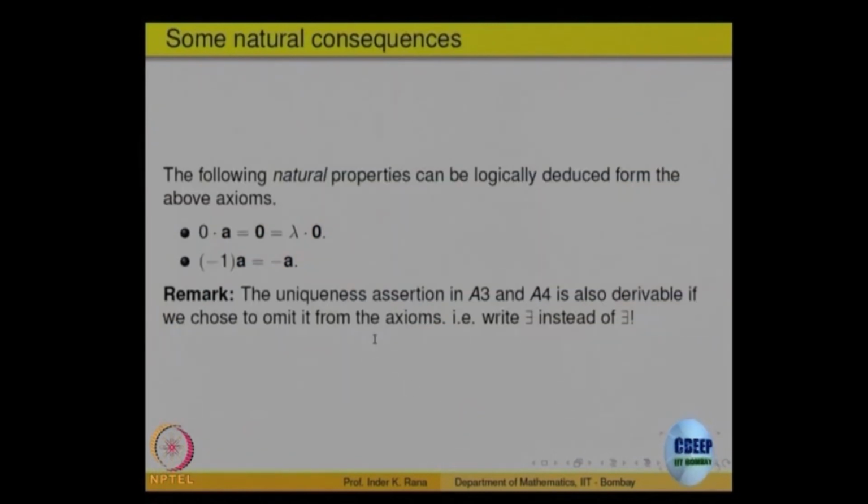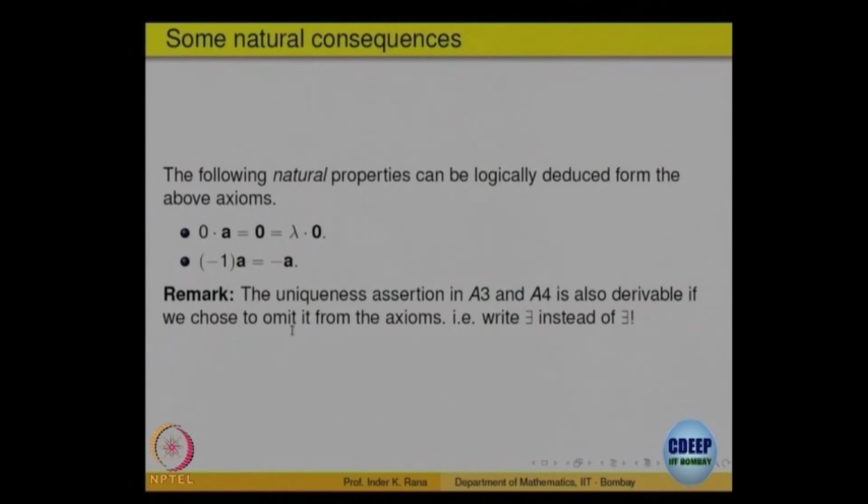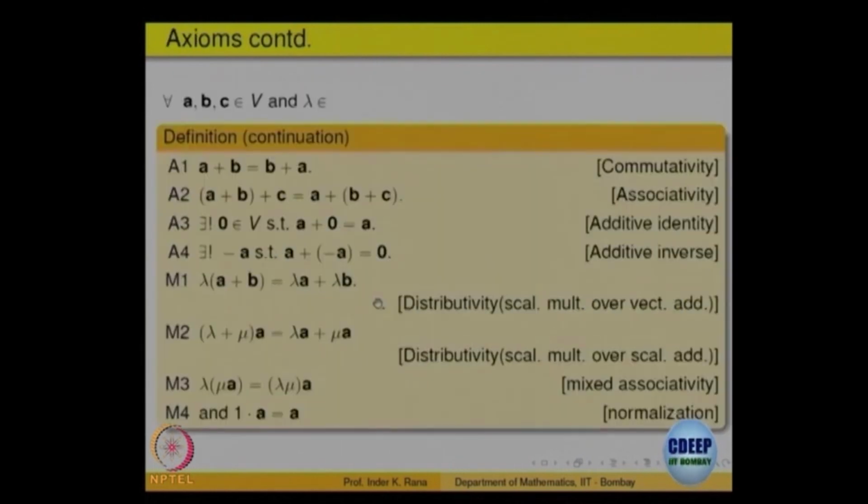We have said here that these are the unique 0 and minus A, but those can be proved using the properties. One can also prove obvious facts that 0 times A is 0, and lambda times 0 is 0, and minus 1 multiplied by A, which is the additive inverse in the field, is the same as minus A. These are some obvious properties that one can prove using those axioms itself. We will not prove that, we will just assume because we do not have that much time, but it is a nice thing to deduce these properties from the basic axioms of addition and distributive properties.